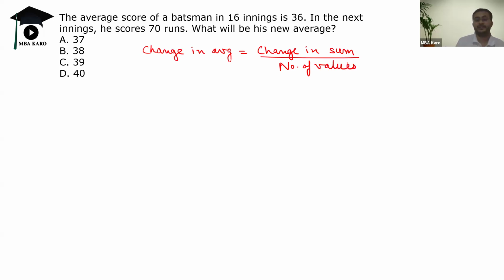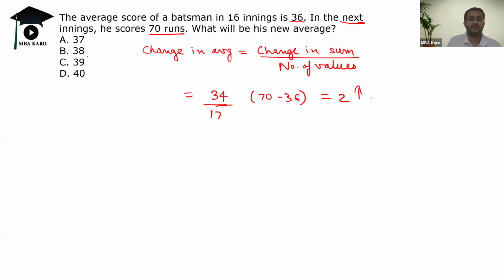Okay, so we are practicing quite a few questions of this kind so that you become super smart at it. His average was 36, he's scoring 70 runs. Change in sum is 34. Why? Because 70 minus his original average of 36. And the number of values is 16 innings, now he has played the next innings, so he has played 17 innings. So his new average will increase by 2. Increased by 2, his new average will be 38. Such questions should be done within your head. Okay, no more using pen for such questions.